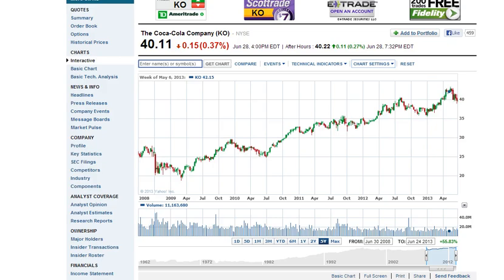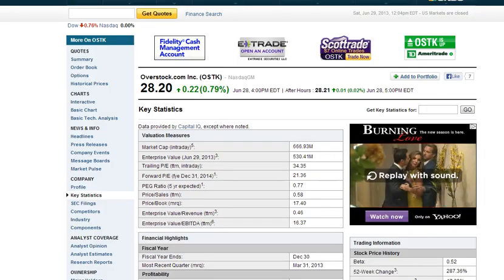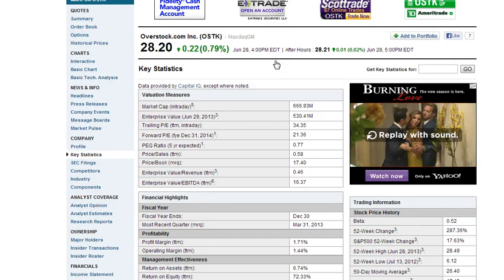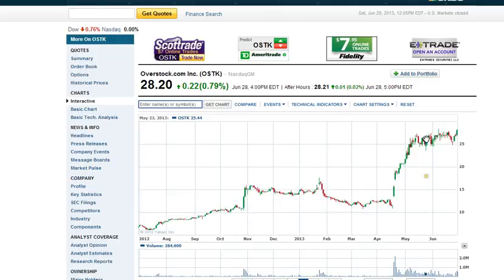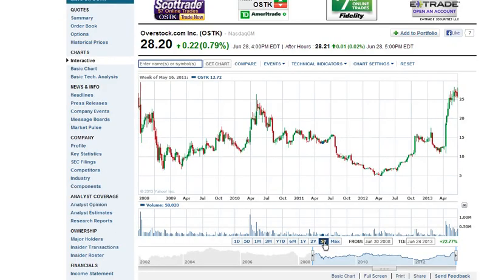Let's look at a different stock. This is Overstock.com that sells all sorts of stuff online. So if you go to their key statistics area, they're only $666 million in market cap. So obviously they're a small cap stock. Let's look at their stock chart, see how much risk they have. Well, if you look at the last 5 years, they are all over the place. Look at this. It's all the way up here, $25 per share, down to less than 10, up to 25, down to 5, up to 25 again.